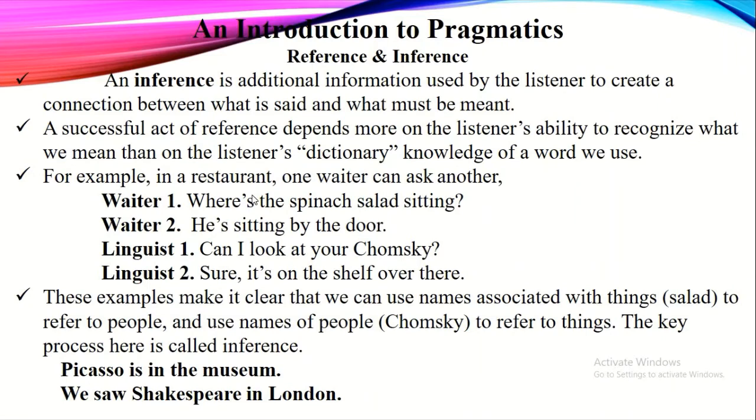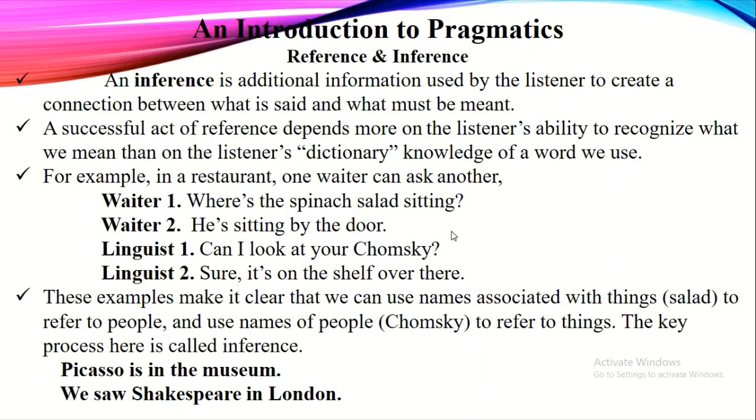After reference, we have an important concept that is inference. An inference is additional information used by the listener to create a connection between what is said and what must be meant by the speaker. A successful act of reference depends more on the listener's ability to recognize what we mean than on the listener's dictionary knowledge of the word we use. For example, in a restaurant, one waiter can ask another, "Where is the spinach salad sitting?" And this is the inference of waiter 2, who replies, "He is sitting by the door."